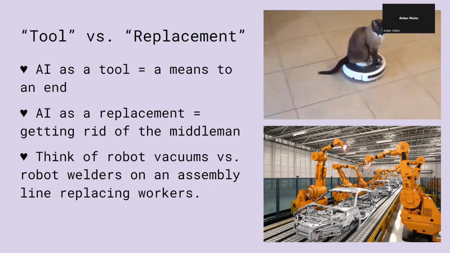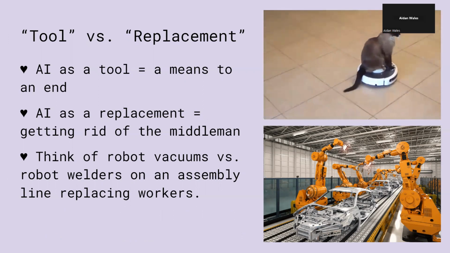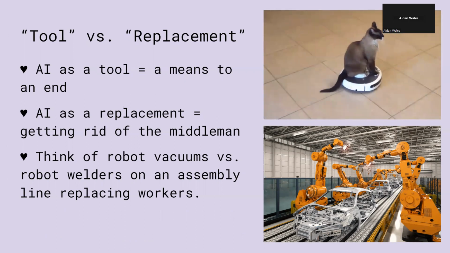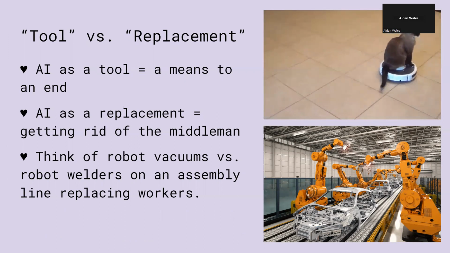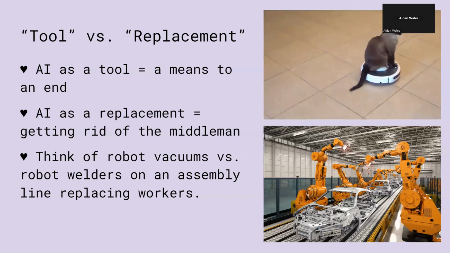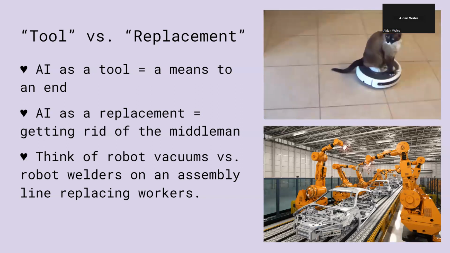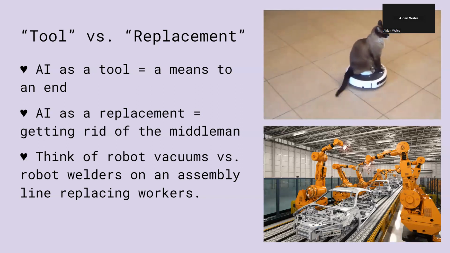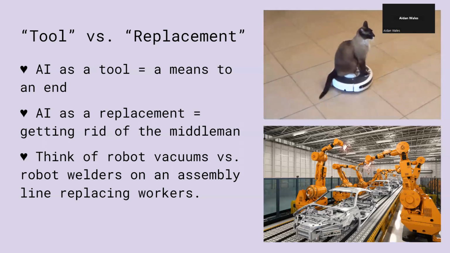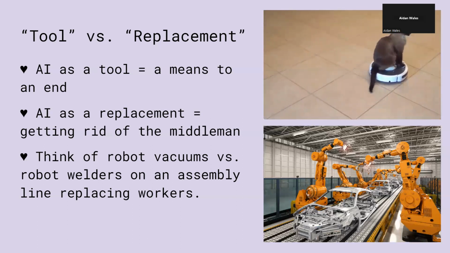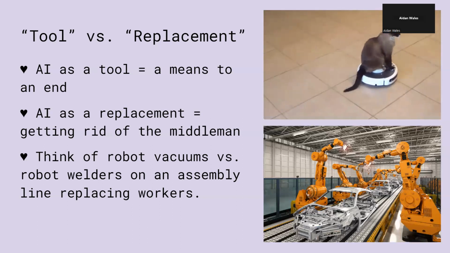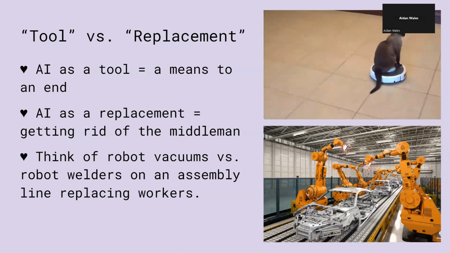AI as a tool is a means to an end. AI as a replacement is getting rid of the middleman. So an analogy that I'm going to present to you is robots. Okay, so we can see with the cute GIF on the top right, this is a robot, right? Not the cat, obviously, but the cat riding the Roomba is cute. The Roomba itself is a vacuum cleaner. It doesn't really provide an existential threat to humanity.